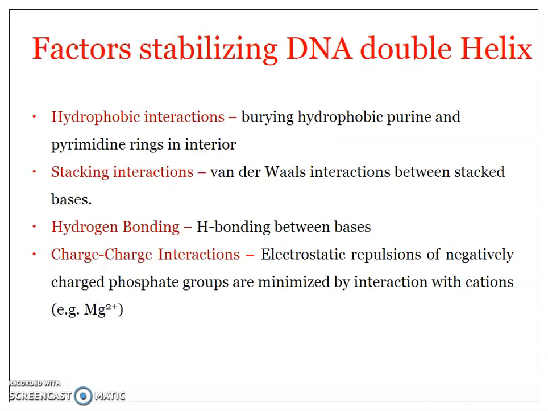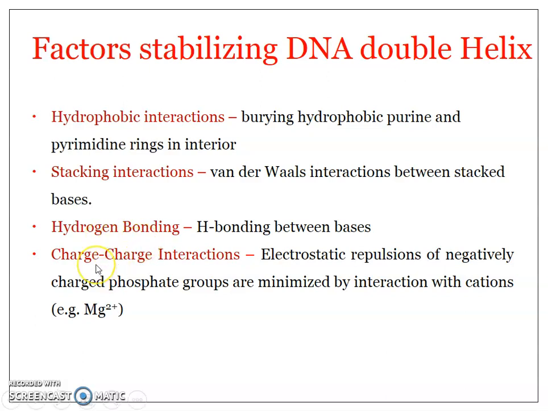Now, what are the different factors that stabilize the DNA double helix? One is, as already mentioned, hydrophobic interactions between the nitrogenous bases, the stacking interaction between the stacked bases, that is between the base pairs. Then hydrogen bonding between the bases, and also the hydrophilic interactions of the phosphodiester backbone with the surrounding watery medium.